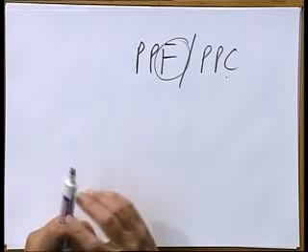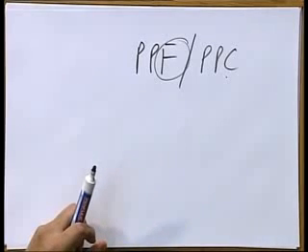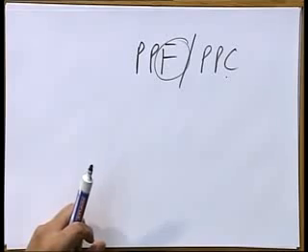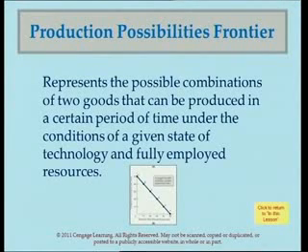Now, the first thing that we need to look at, we need to define what is a PPF curve. So this is the first thing that you need to understand. The definition of a PPF curve, basically it represents all possible combinations of two goods that can be produced in a certain period of time, and very important, under a given state of technology and fully employed resources.